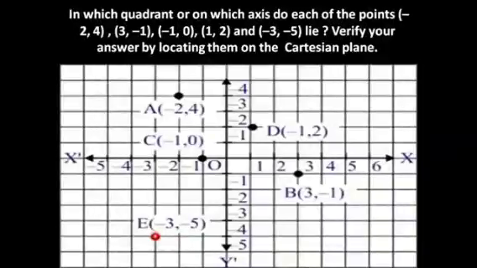Now let us conclude in which quadrant or on which axis does this point lie. So -2, 4 lies in second quadrant. -1, 0 lies on the negative x-axis. -3, -5 lies on the third quadrant. 3, -1 lies on the fourth quadrant. And 1, 2 actually lies on the first quadrant.